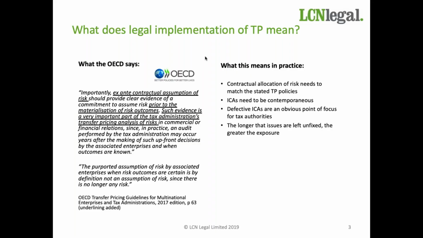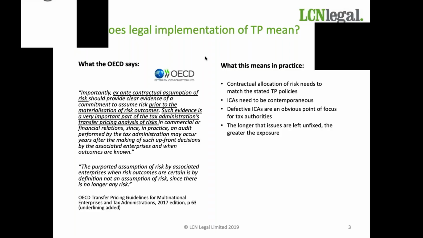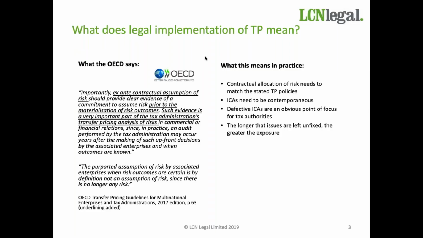The first quote I won't read out, but you'll see it. It just confirms what pretty much everyone already knows, which is that the evidence as to the contractual assumption of risk, in other words, intercompany agreements, is a very important part of a tax administration's transfer pricing analysis of risk. So clearly it's not the final word on this, but it is part of the analysis and part of the steps that corporates and tax administrations need to go through in order to understand the transfer pricing analysis of any given arrangement.